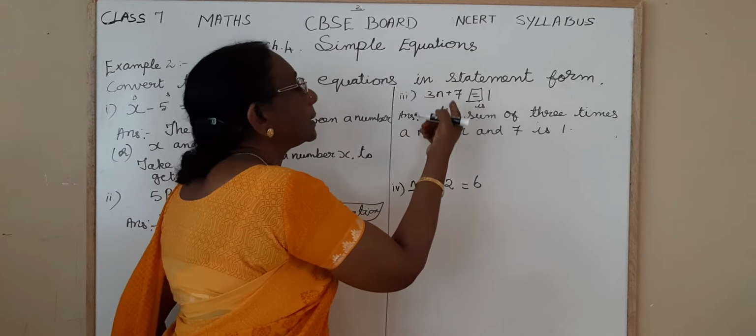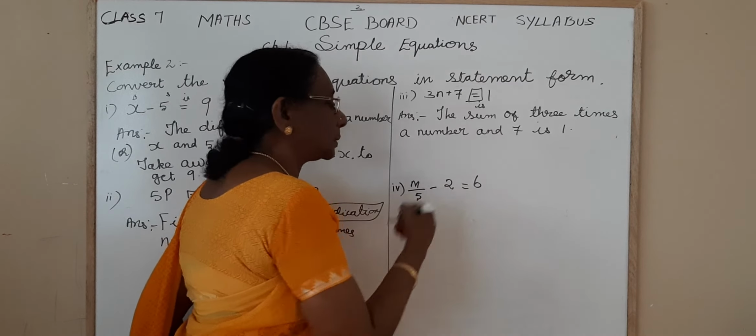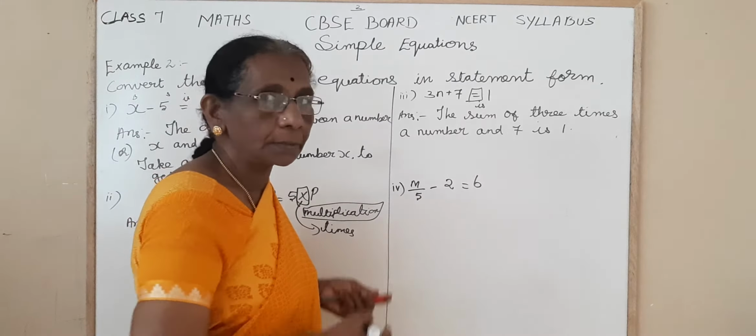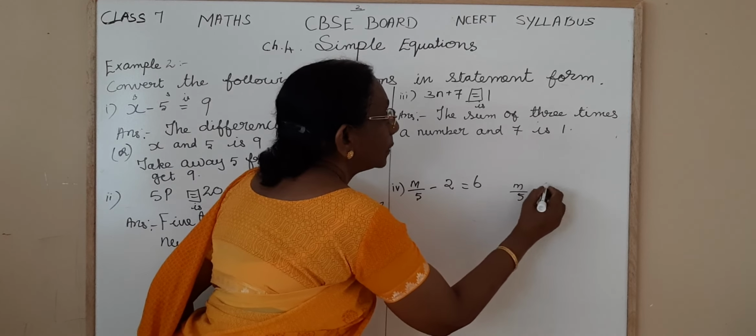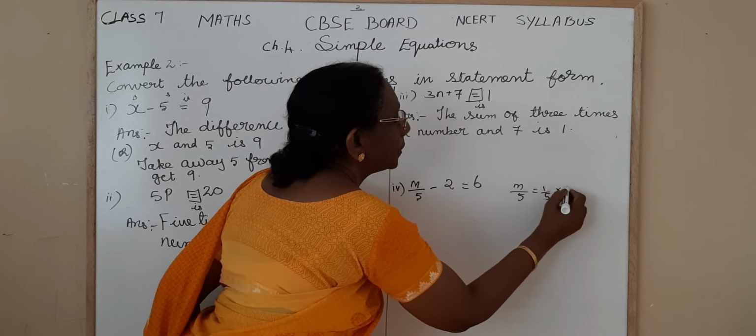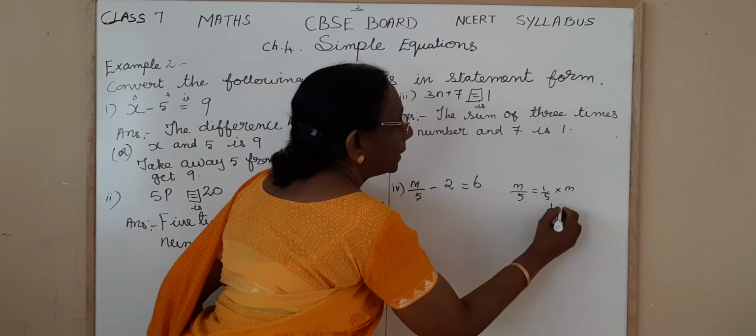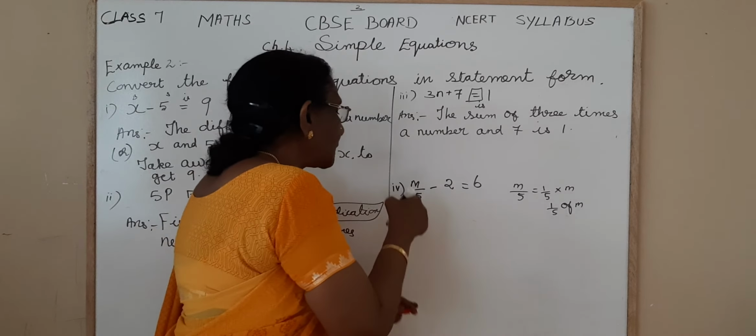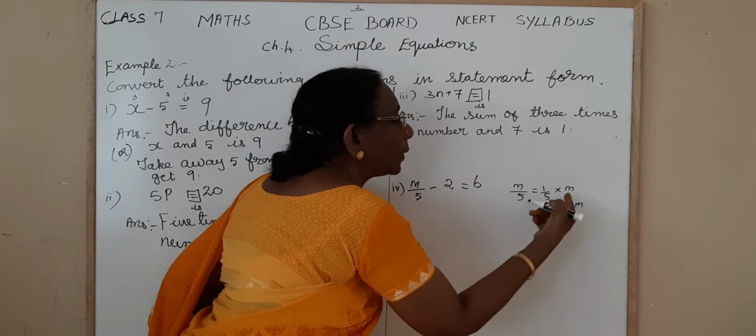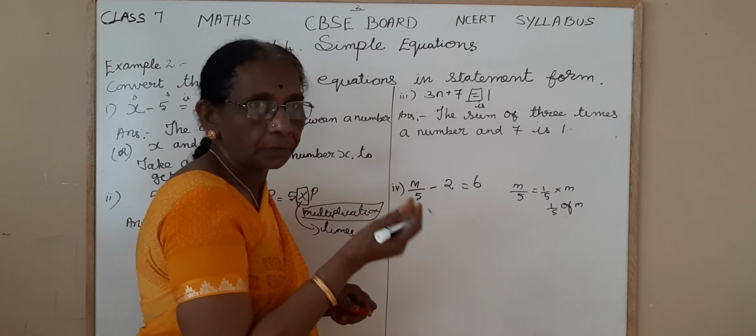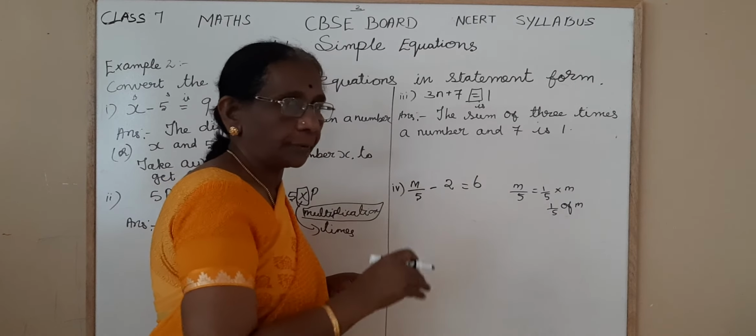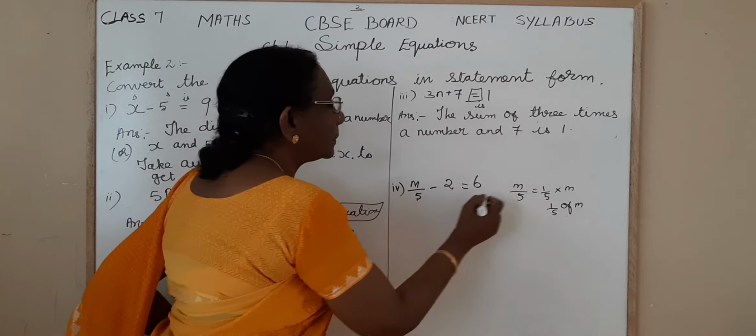Next is m by 5 minus 2 is equal to 6. So m by 5 is a fraction, isn't it? It is 1/5 of m. M by 5 is what, children? 1 by 5 into m. That is 1/5 of m. Have you understood? So you are translating m by 5 as 1/5 of m. The opposite we did in the previous one: 1/5 of m, you wrote it as m by 5. Here it is just the opposite.